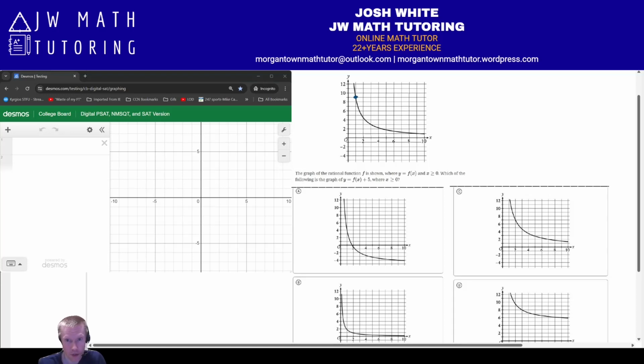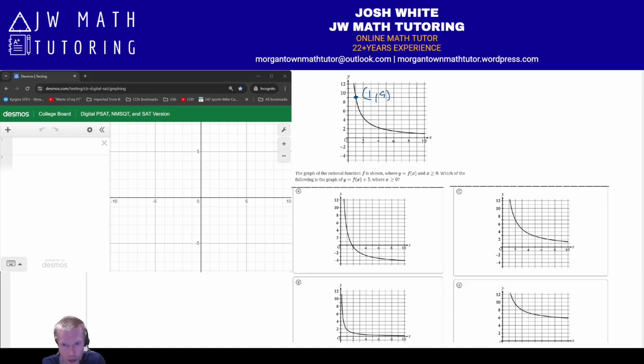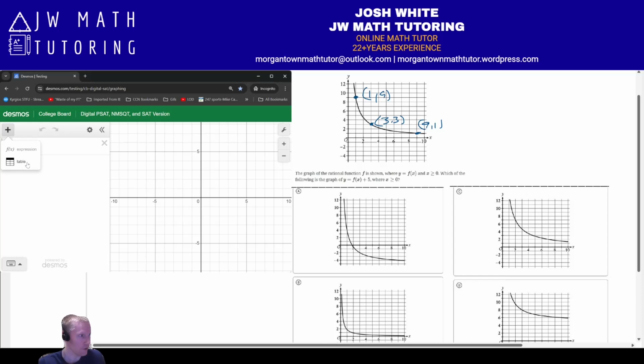So here's my first point, (1, 9). I'm also going to use this point right here, (3, 3), and then there's another point right here, (9, 1). Those points are all basically at the intersection of integer values. So just enter those in.